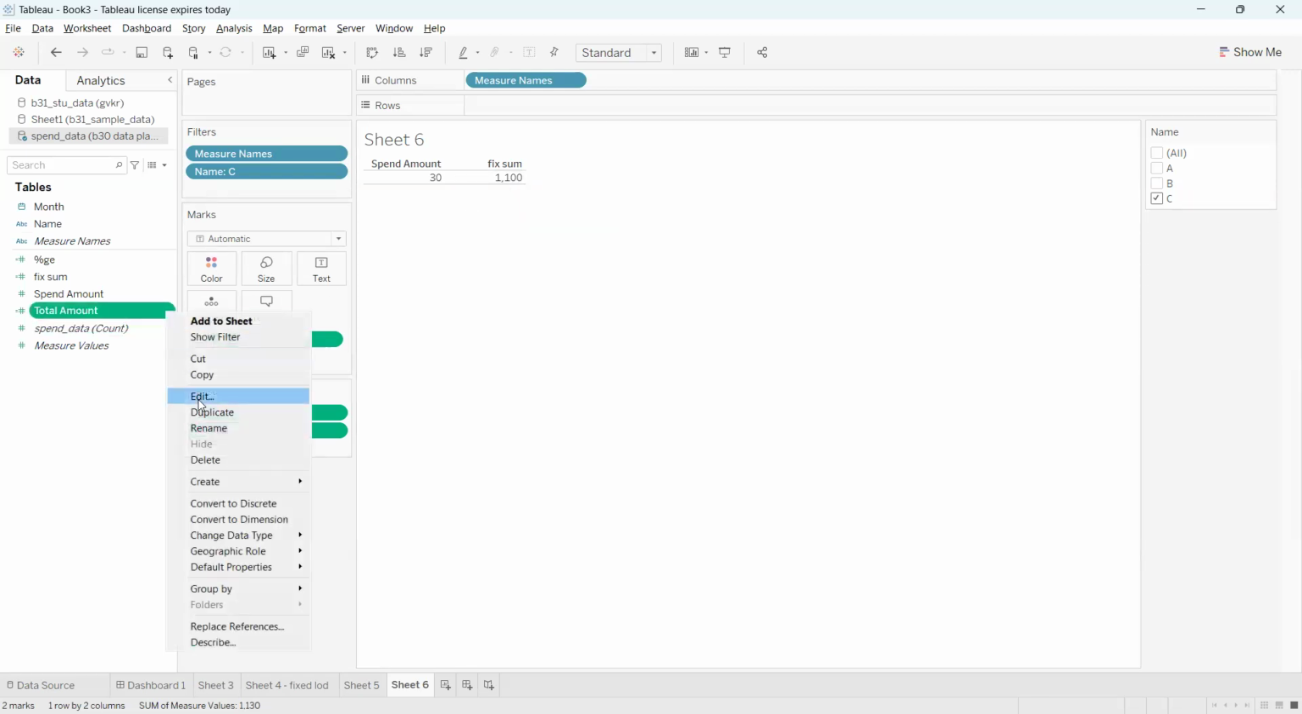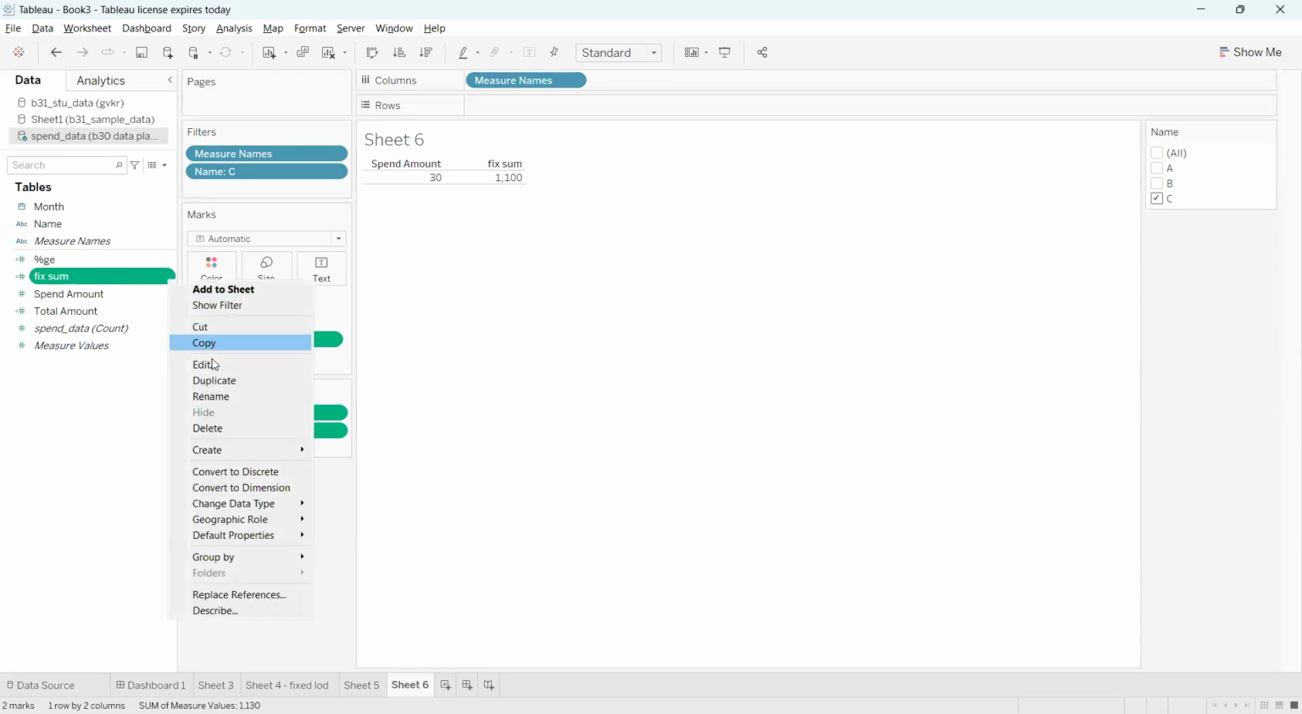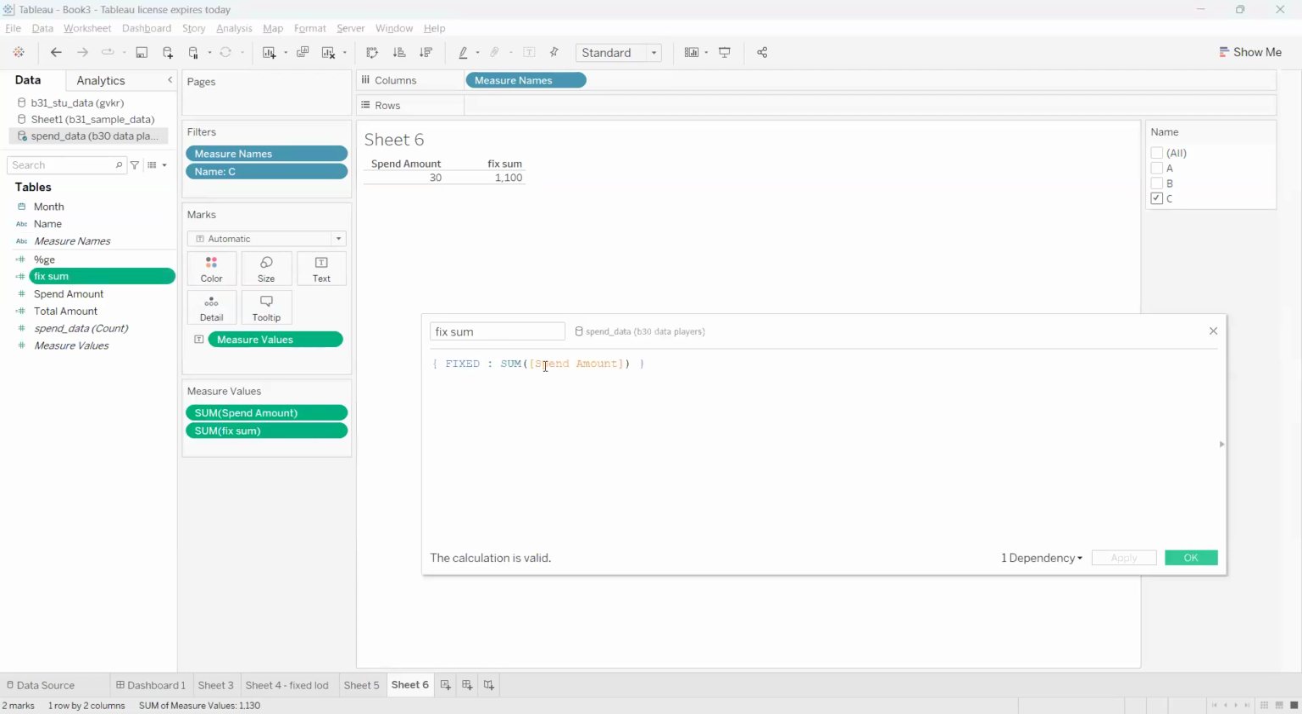I want to tell you one more thing here. If you want to include more dimensions in the fixed LOD, you can include dimension one, comma, dimension two. Like that, you can include any dimensions in the fixed LOD calculation. But on the right side of the colon, we have to use only one aggregation. So my fixed LOD will fix the aggregation at particular dimensions, the dimensions you are using in the calculation.